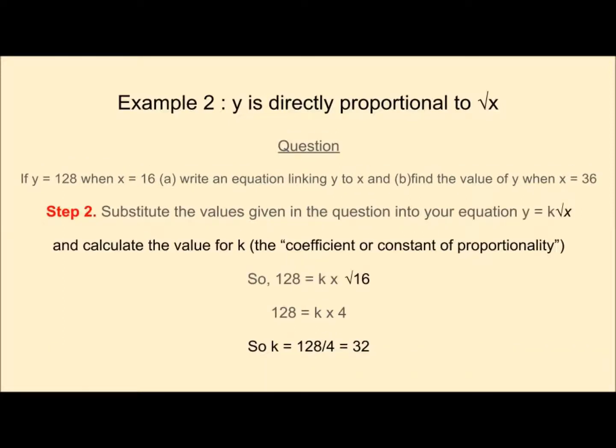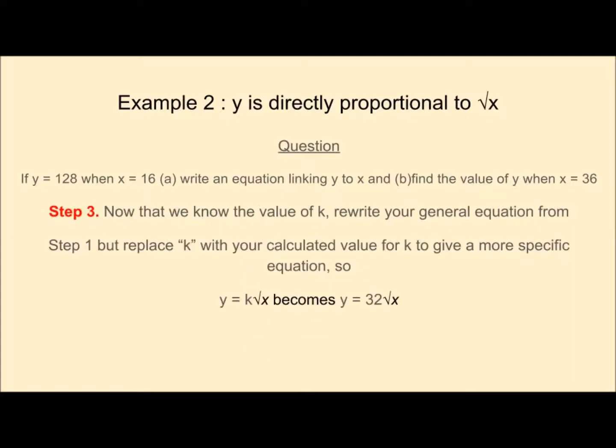So moving on to step 2, we can substitute the values given to us to work out the value of k. So we can replace y with 128, replace x with 16, so we get 128 is equal to k times the square root of 16. So square root of 16 is 4, so 128 equals k times 4, divide both sides by 4, and that will give us that k is equal to 32.